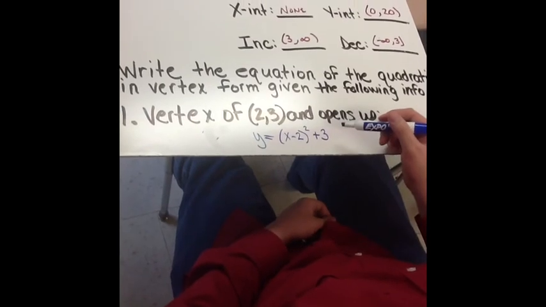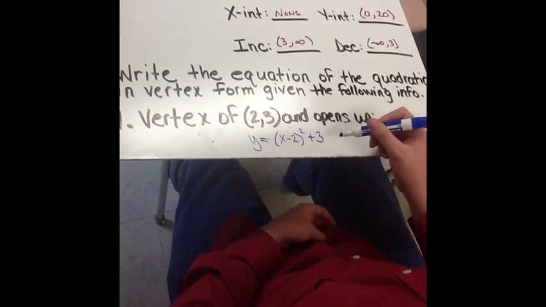Since we know that, we can tell that our equation is going to be y equals (x minus 2) squared plus 3. Now, for problems 2 through 5, go ahead and give those a try and we'll review those in class tomorrow.